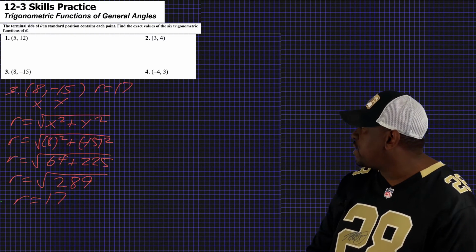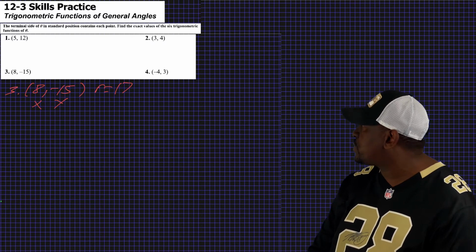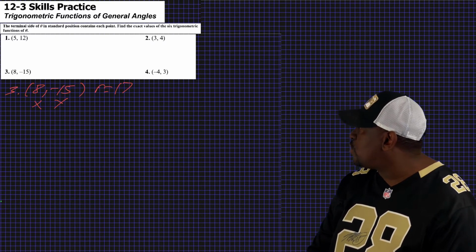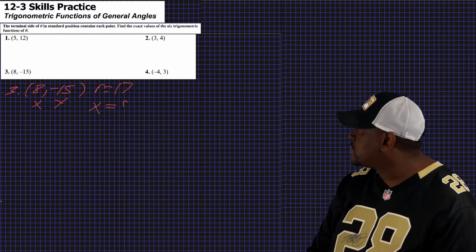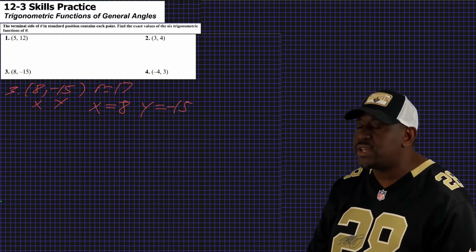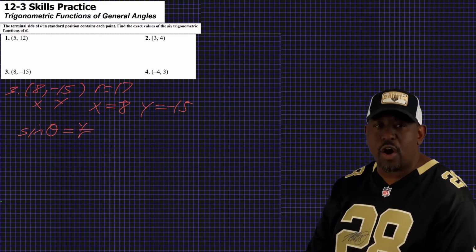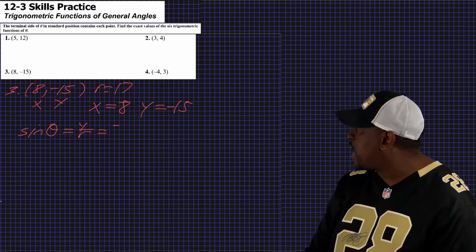We can write down our x and y, and then like we did in the first problem, we can start generating the 6 trigonometric function values. So we write the x and y like we did in the last problem. You want to follow the same process over and over. We'll start with sine. Sine theta is what again? Y over r, correct. We substitute those values in and we will have negative 15 over 17. That's our sine theta.